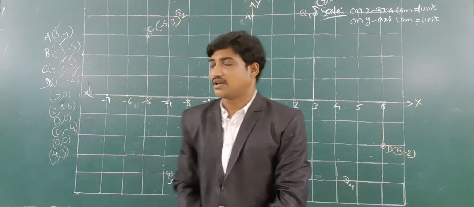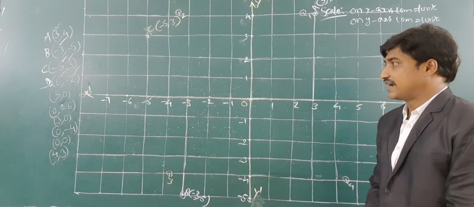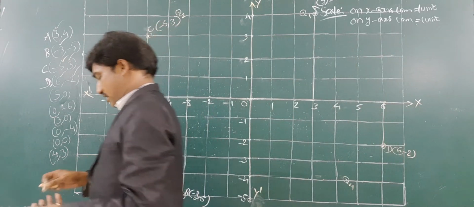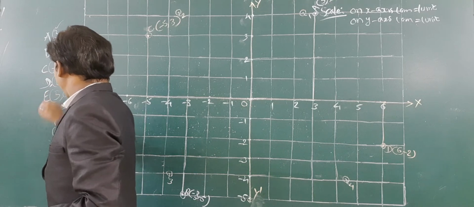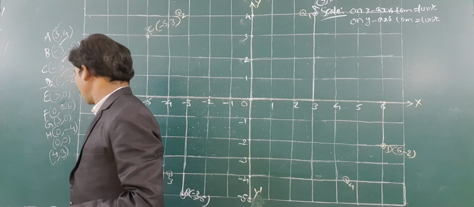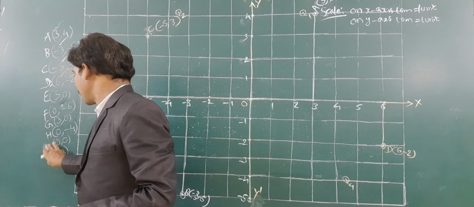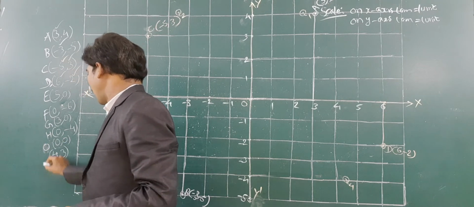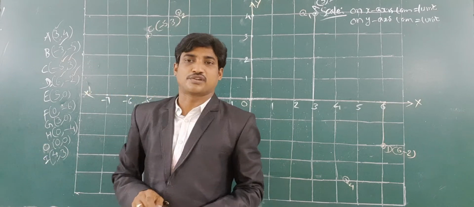Let us plot the remaining points now. Next points: E (5, 0), F (0, -6), G (3, 0), H (0, -4), and I (0, 0). Let us plot these points.